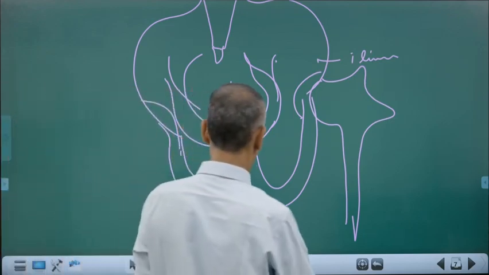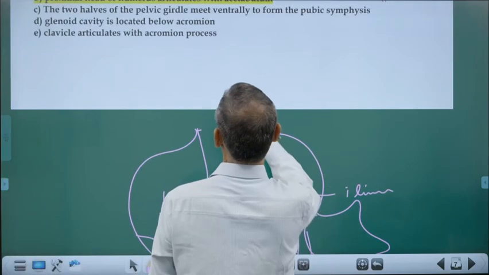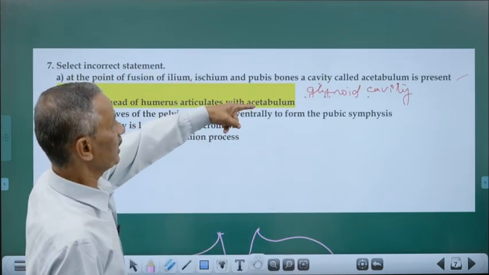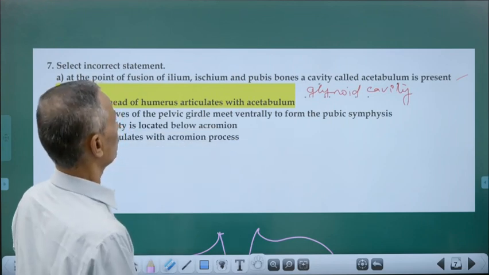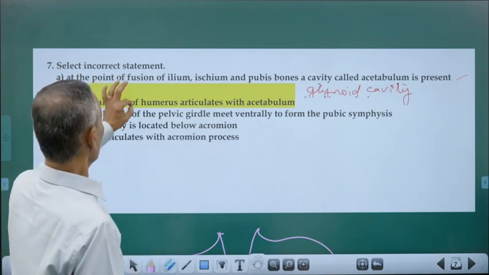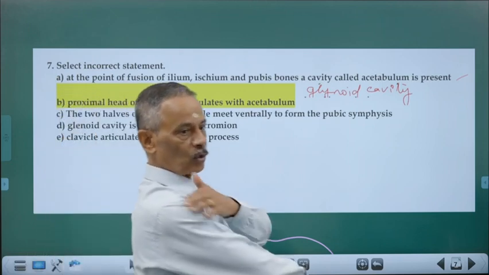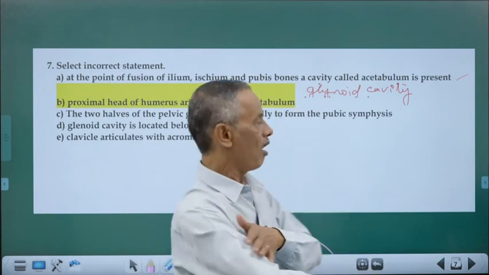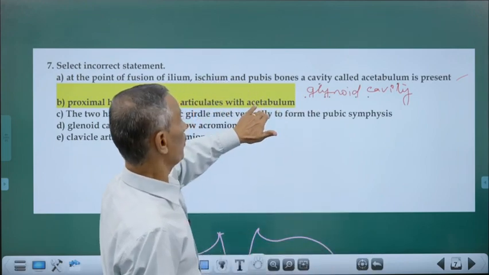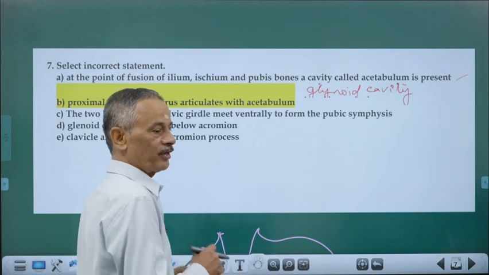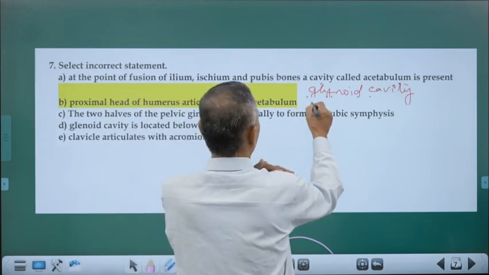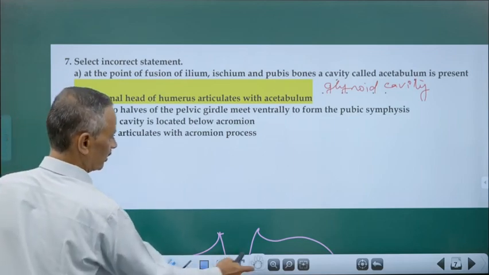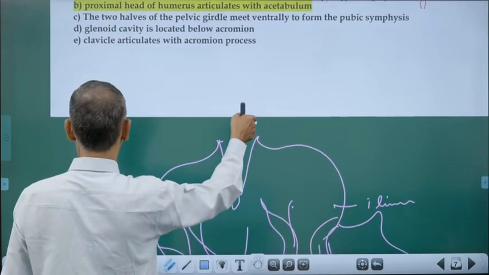This is the hip joint. Okay. So now, at the point of fusion of ilium, ischium, and pubis bones, a cavity called acetabulum is present. Okay. Proximal head of humerus. Humerus is the bone of the brachium or upper arm. Articulates with acetabulum. No, acetabulum is the hip joint, and this is the glenoid cavity, the depression which is present in the scapula.